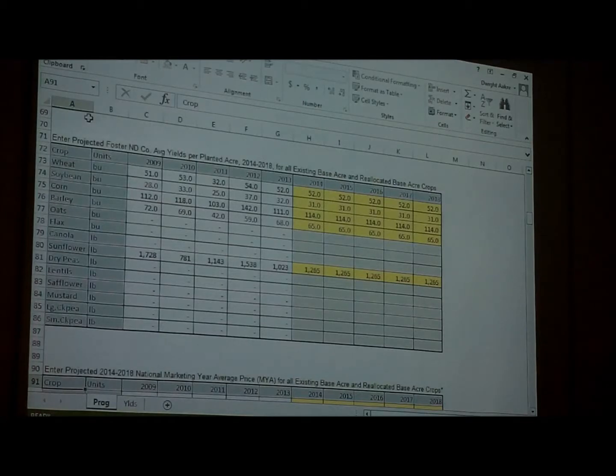Again, when you identify the county, it brings in those yields. And then we have to project the county average yields for the next 5 years, 14 through 18. What I did for these yields is the Olympic average rounded off of the previous years. But I don't know which years are going to be better than average and which are going to be poor.